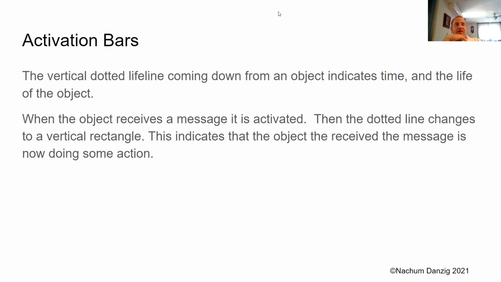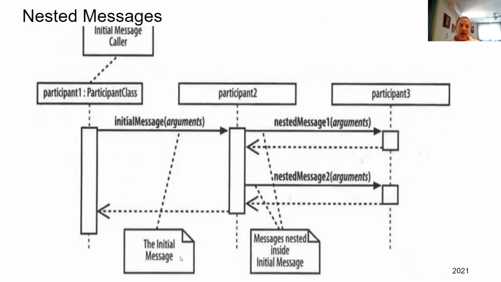The vertical dotted lifeline coming down from an object indicates time and the life of the object. When the object receives a message, it is activated. Then the dotted line changes to a vertical rectangle. This indicates the object has received a message and is now doing some action. So actually the whole lifeline, it's not dead here. It didn't die here. It's still alive, but the function returned.